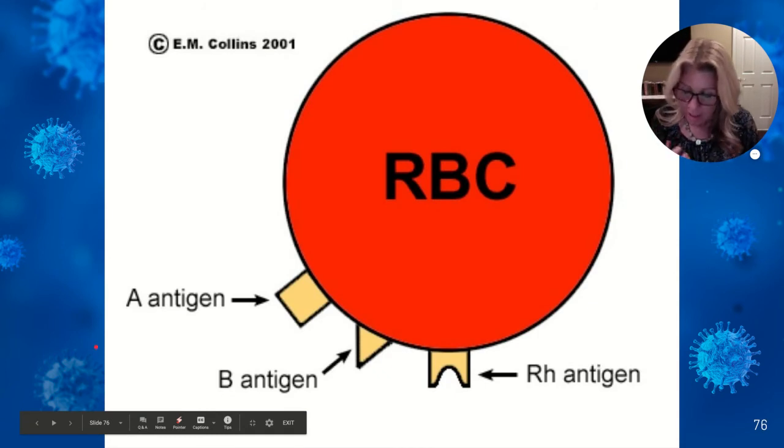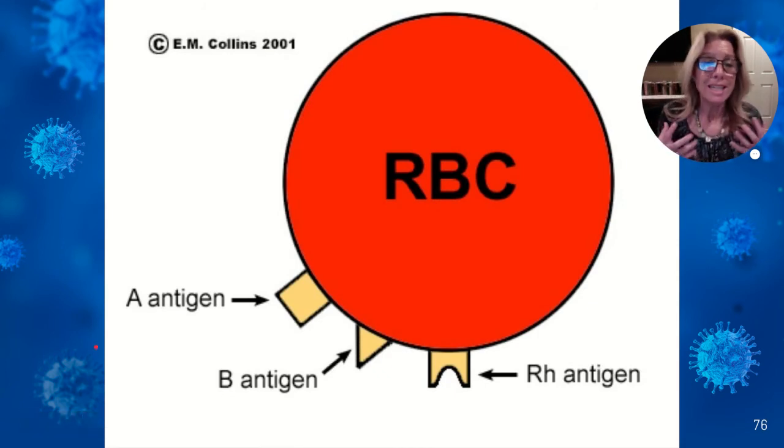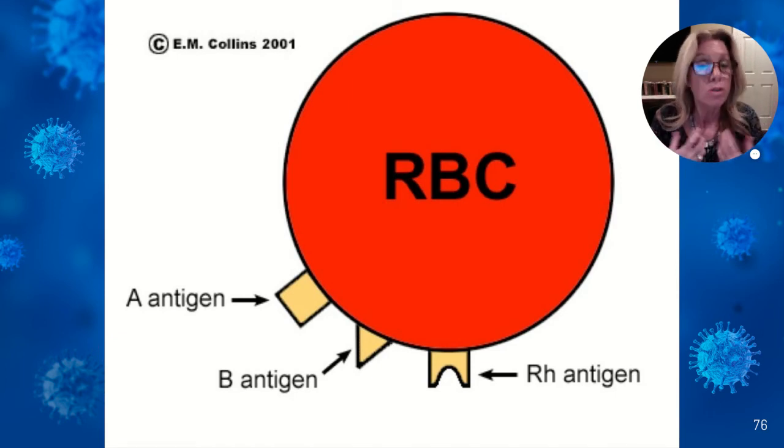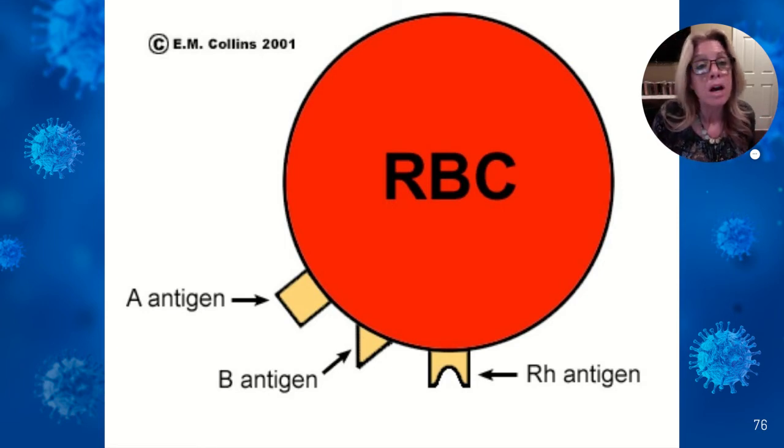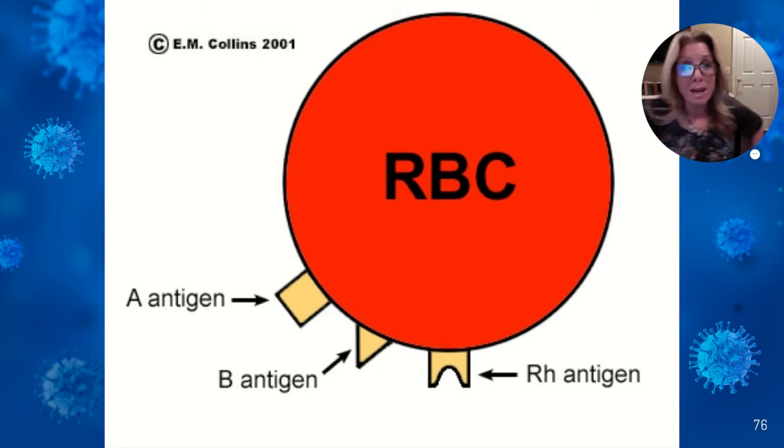Now, blood type reactions. You will attack any blood that has antigens different from yours. So for instance, I have type A blood. So if somebody gave me type B blood, I would attack it, right? Now, if somebody gave me B blood, it's not the A antigen I would attack.